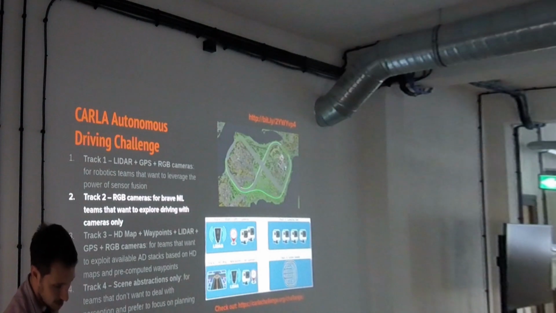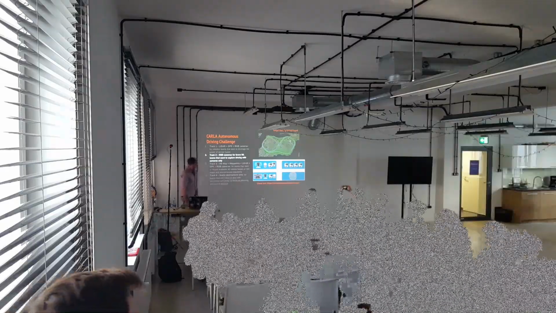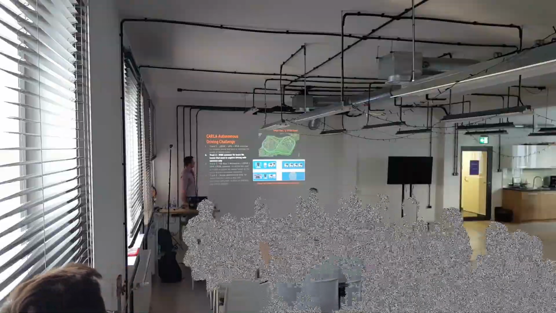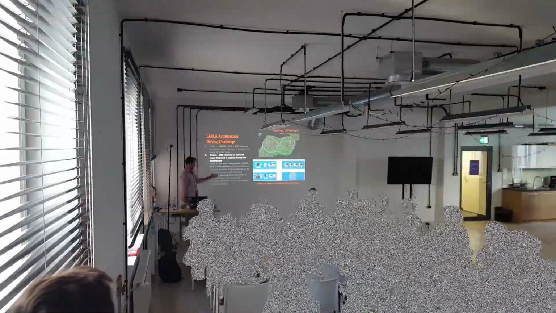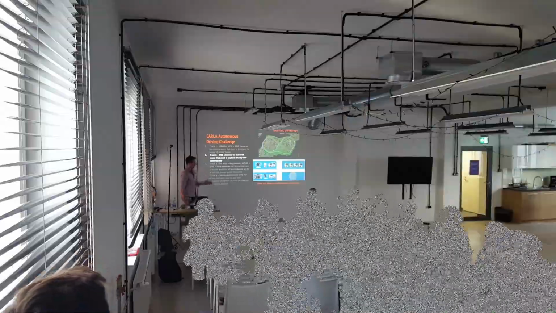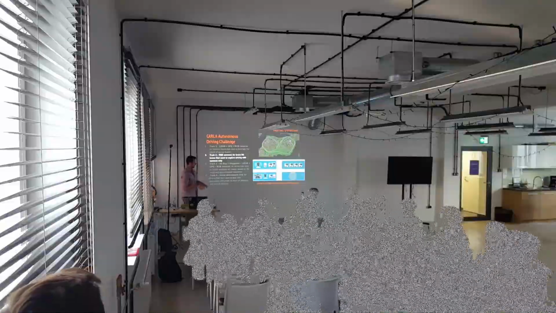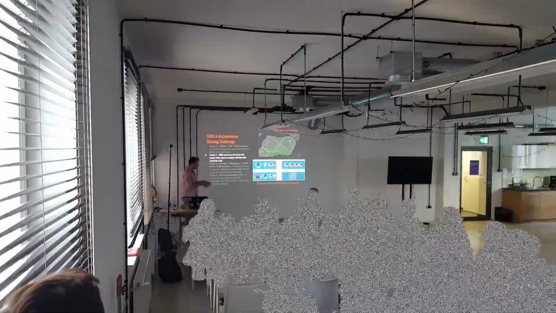Okay, so the Carla Autonomous Driving Challenge. It's an ongoing challenge where the task at hand is to go from point A to point B. And there are 4 different types of data that you can use. Those 4 different types of data are actually 4 so-called tracks. And you can win in each of those tracks separately. There are prizes in each track separately. But you can just focus on one of the tracks and do your best.